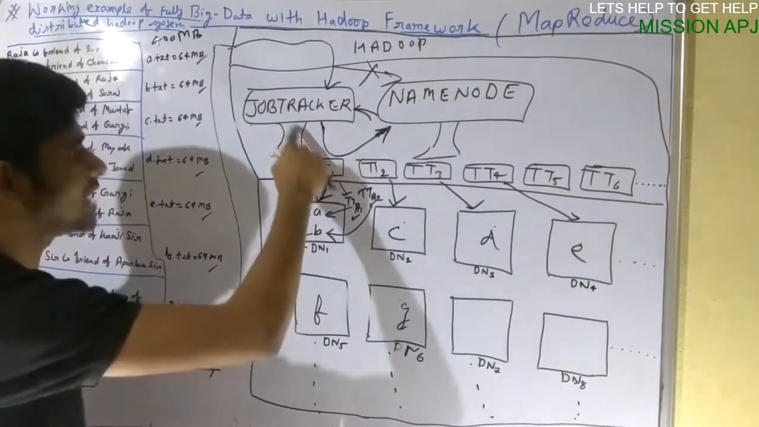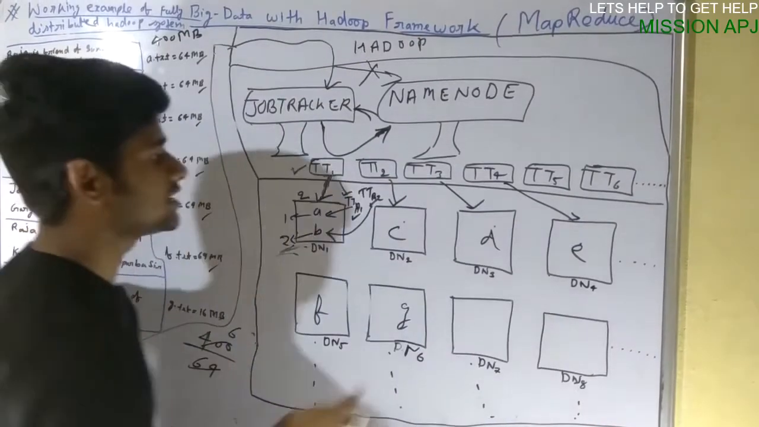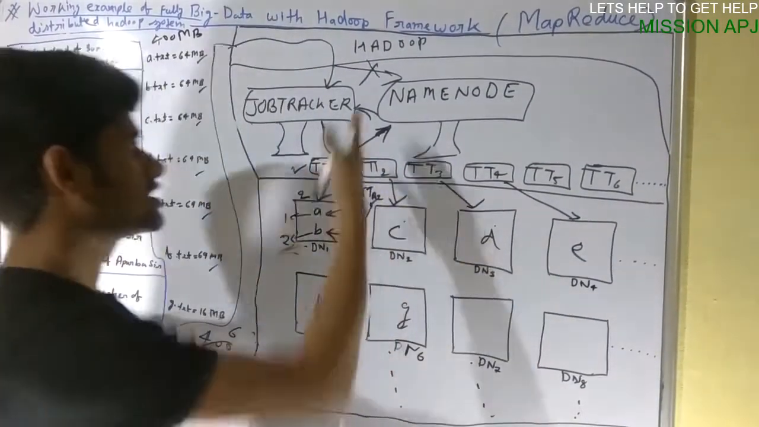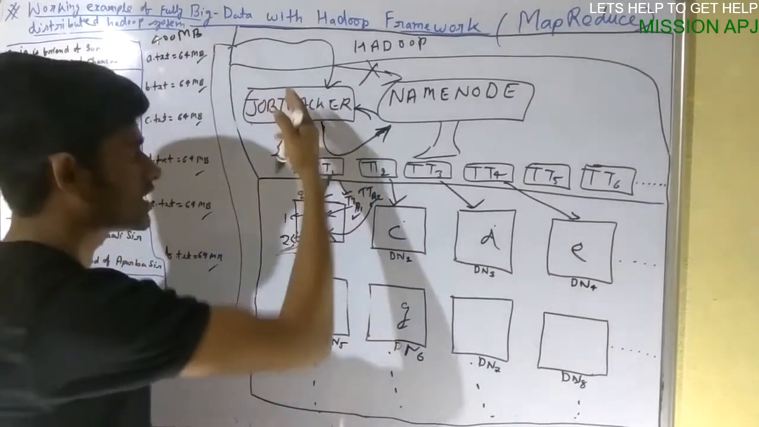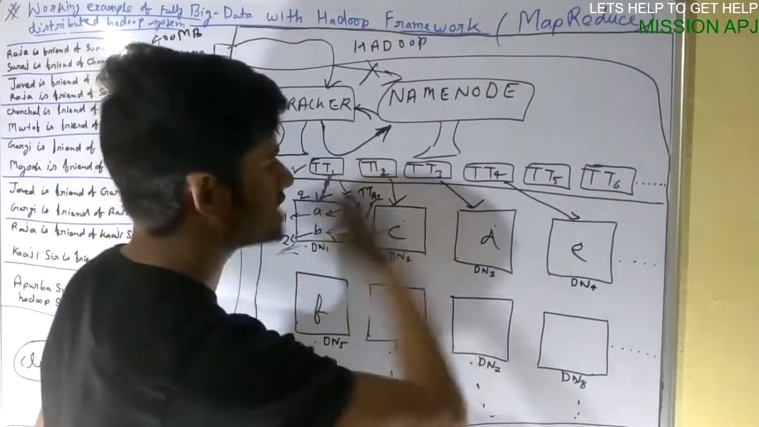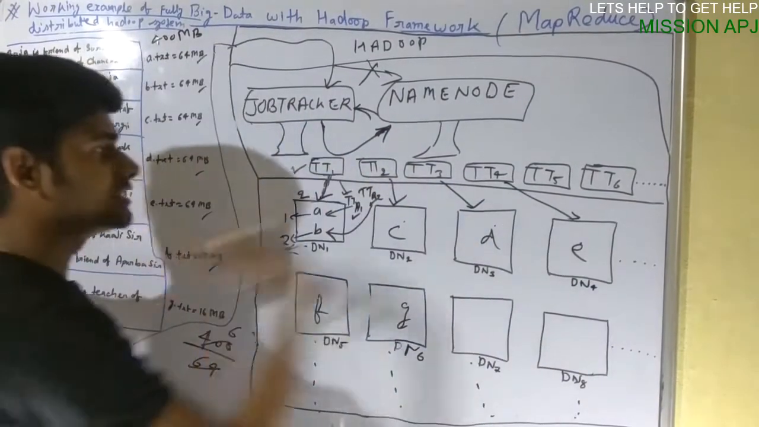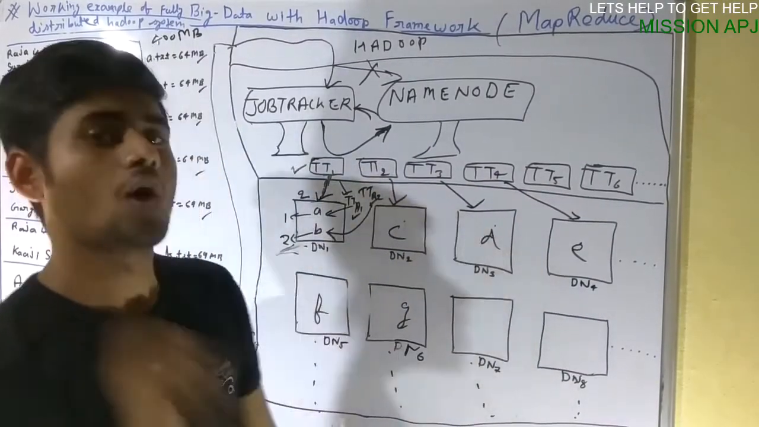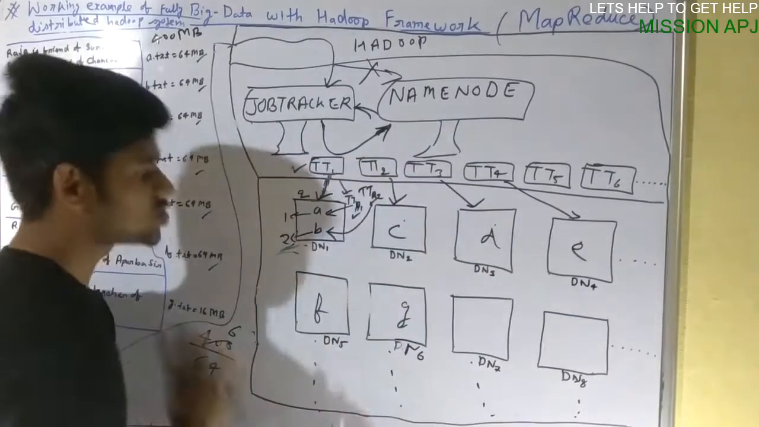The name node will reply that the data you require is stored in data node 1, data node 2, data node 3, 4, 5, 6. So this is obtained by the job tracker. After getting that information, it assigns the jobs to the task trackers, and then the task trackers are able to find where they need to work.